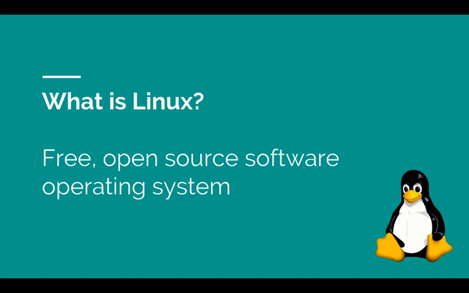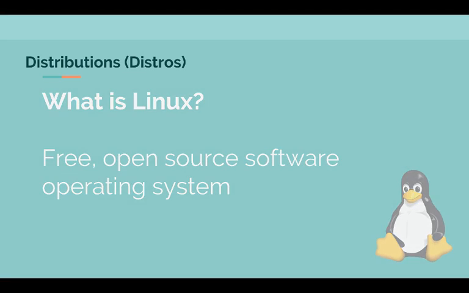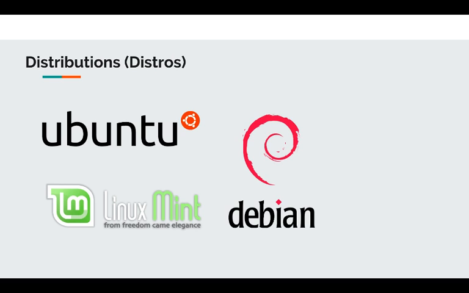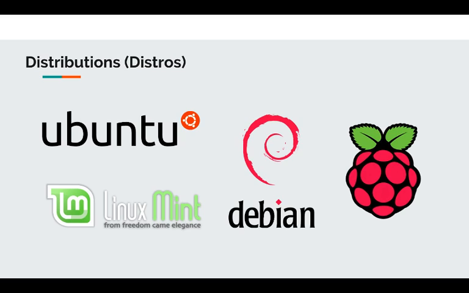Linux is a free, open-source operating system with many different versions suited for various purposes. The different versions of Linux are called distributions, commonly known as distros. Some distributions include Ubuntu, Linux Mint, and Debian, though there are a few hundred to choose from. Raspbian is an operating system based on Debian that is well suited for use with a Raspberry Pi single-board computer.